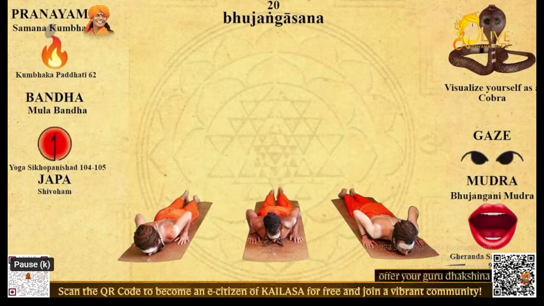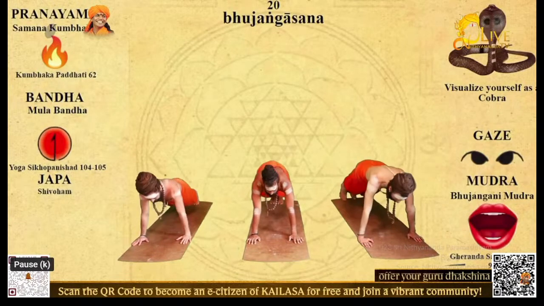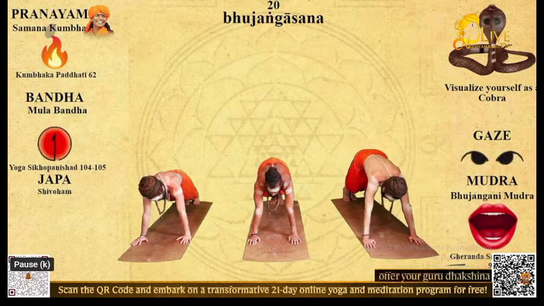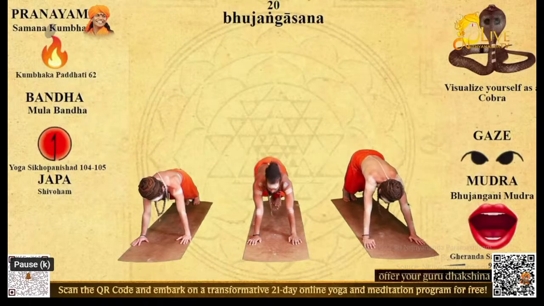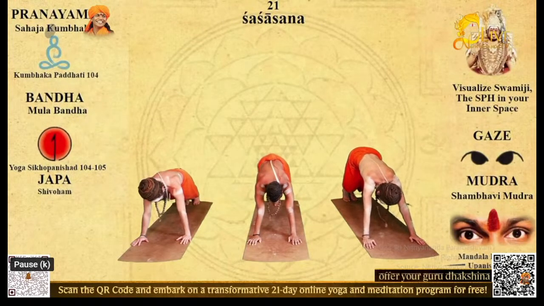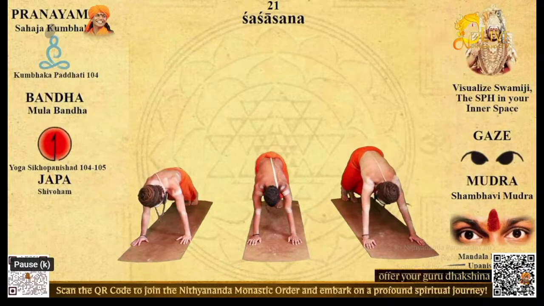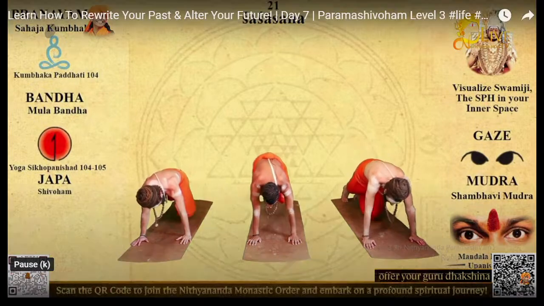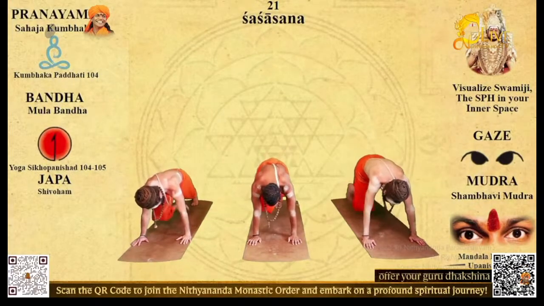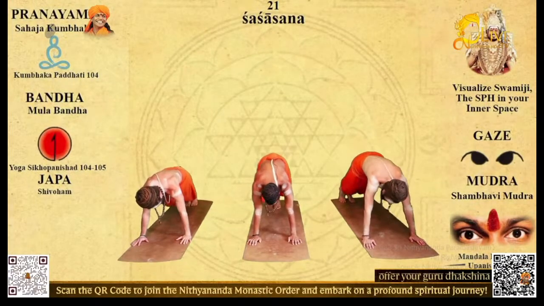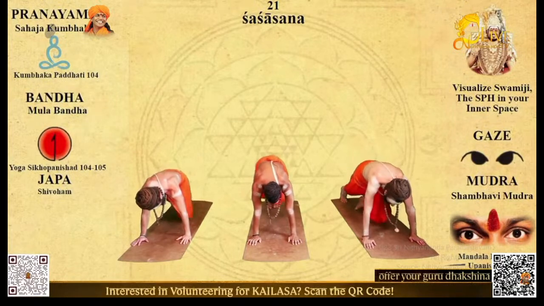Now bring the body again in plank position. The next asana is Sasana. Now as you bring the right knee to the chest and alternatively bring the left and repeat this, switching the position of the legs again and again on both the sides. Visualize Swamiji in your inner space.